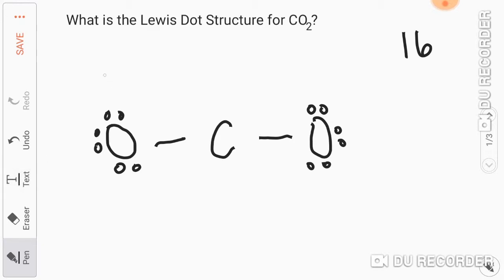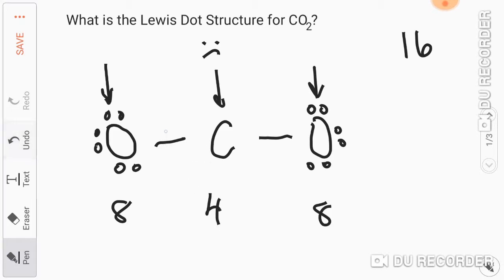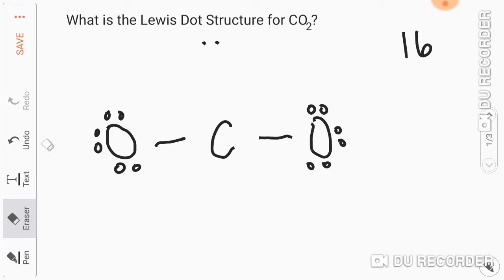As you can see, both oxygens are happy right now because they fulfill the octet rule. In other words, they both have 8 total valence electrons. Carbon, not so happy because it only has 4 valence electrons. Again, single bonds already are understood to have 2 valence electrons. So how do we make carbon happy?